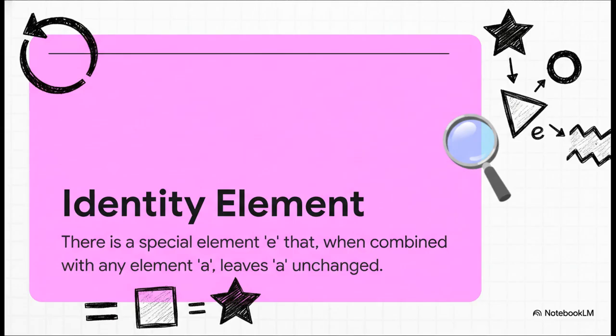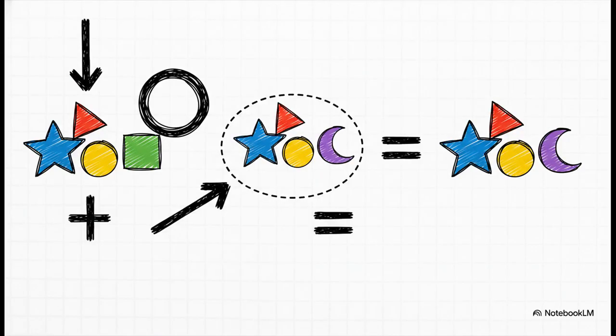It's that one special member of the group that when you combine it with anything else, it just leaves it alone. Doesn't change a thing. So when we're talking about integers and addition, what's our do-nothing number? Well, it's got to be 0, right? 5 plus 0 is still 5. A million plus 0 is still a million. 0 is the identity element for this group.